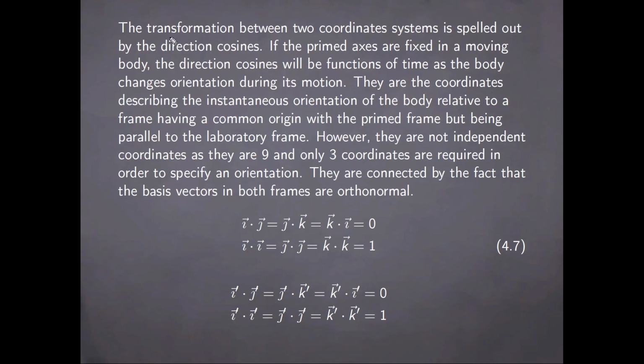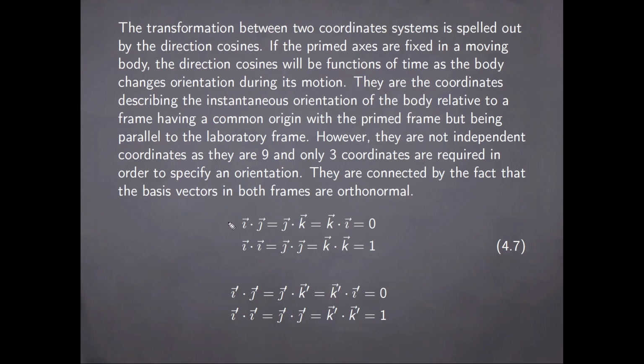So we have seen that the transformation between two coordinate systems is spelled out by the direction cosines. If the primed axes are fixed in a moving body, the direction cosines will be functions of time as the body changes orientation during its motion. They are the coordinates describing the instantaneous orientation of the body relative to a frame having a common origin with the primed frame but being parallel to the laboratory frame. However, they are not independent coordinates, as they are 9 and only 3 coordinates are required in order to specify an orientation. They are connected by the fact that the basis vectors in both frames are orthonormal.